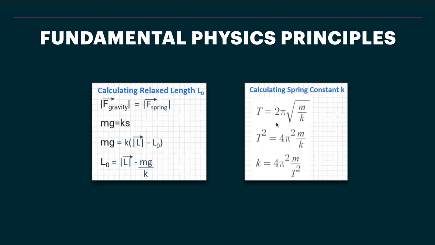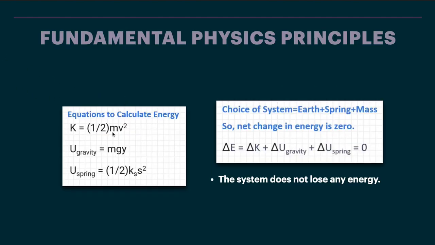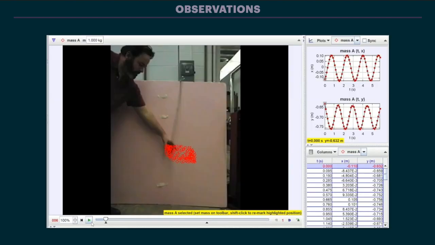I have also put in the formula to calculate the spring constant K and the relaxed length L0. These are the equations to calculate energy: the kinetic energy formula and the potential energy due to gravity and the spring. Also, my choice of the system is the Earth plus the spring plus the mass. So the net change in energy is 0. Therefore, the system does not lose any energy. Let's see the video once.